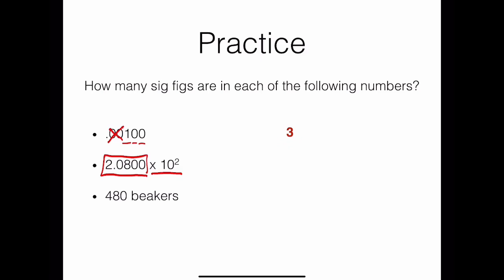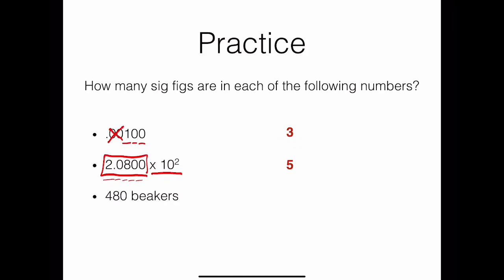2.0800 is what we care about. So we start from left to right, and we see that we have a non-zero integer. We then have a captive zero, another non-zero integer, and 2 trailing zeros. And that gives us a total of 5 sig figs.